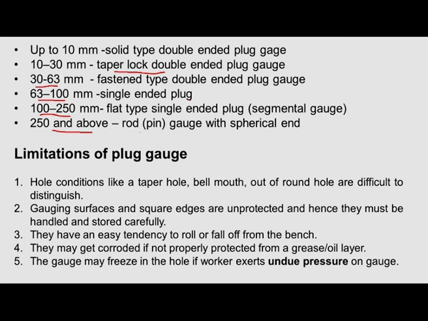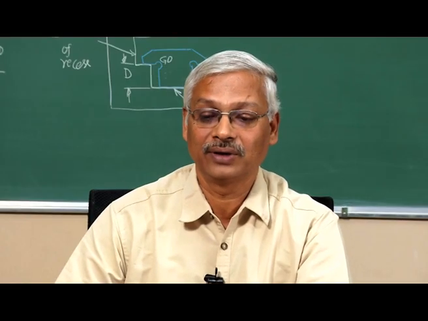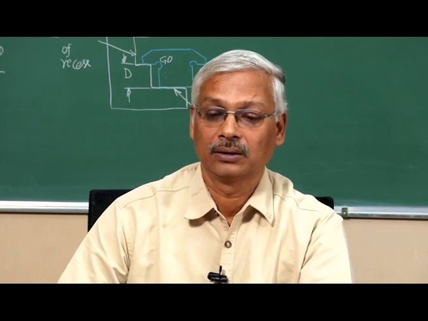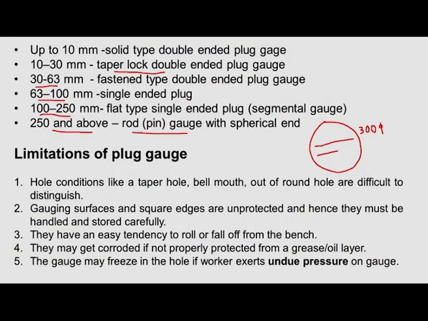above, rod type gauges or pin gauges are used with spherical ends. They look like this. Say we have to check a big hole and the diameter of this is say 300 millimeter. In such cases if we use a full form gauge, it will be very heavy. So the practice is to use pin gauges with spherical ends like this. So the length of this is controlled.